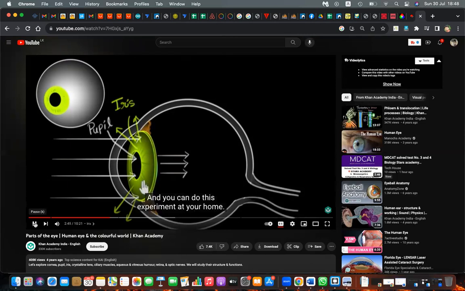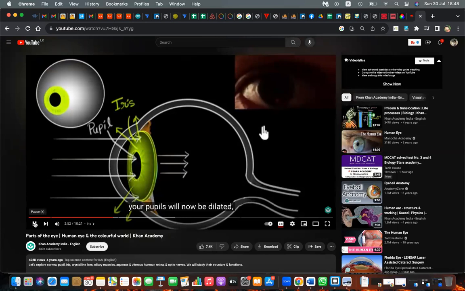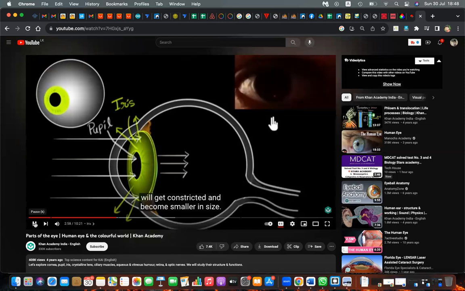And you can do this experiment at your home. Just stand in front of a mirror in a dark room. Your pupils will now be dilated. And just flash light into your eyes, and you will see immediately that the pupil will get constricted, become smaller in size.